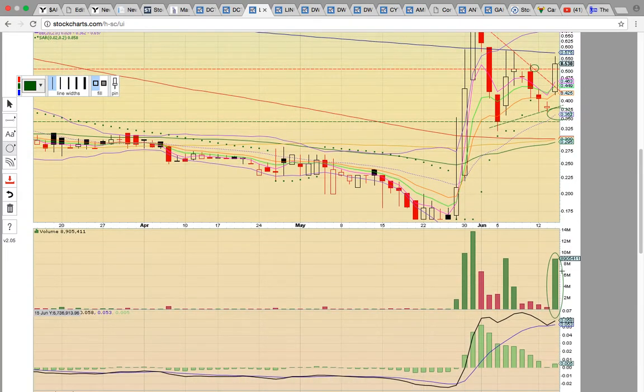Notice there was big volume behind the move today. There was very light volume on the pullback. There have been big volume spikes in this play with lighter volume on the pullbacks.